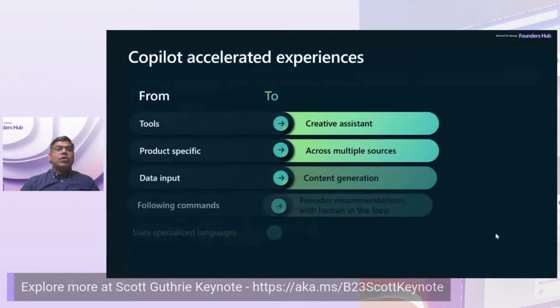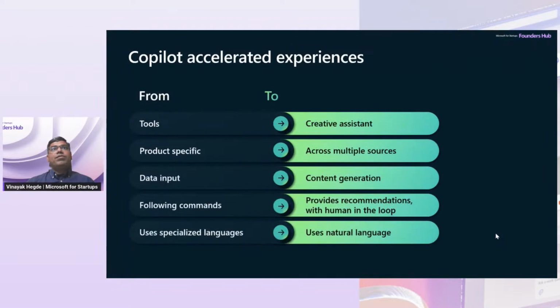So with that, let's look at what are the different kind of experiences that Copilot can accelerate, right? So what was there earlier and what is there now? If you were to compare and contrast the two worlds, earlier you had tools, now you have a creative assistant. Earlier you had product specific help, now you can actually look at multiple different sources. Earlier you had to input a lot of data and generate content, text for example, or images. You had to kind of draw those images or create those images from scratch. Now you have content generation.